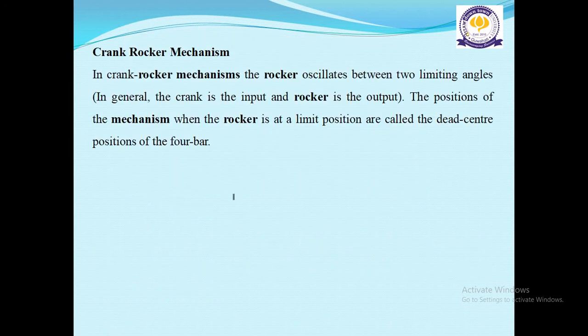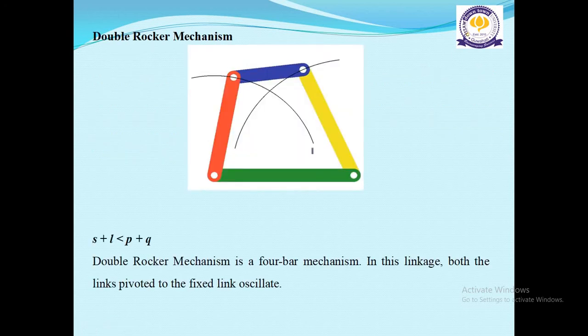Next is crank rocker mechanism. So in crank rocker mechanisms, what happens? The rocker oscillates between two limiting angles. In general, the crank is the input and rocker is the output. The positions of the mechanism when the rocker is at a limit position are called the dead center positions of the 4-bar.